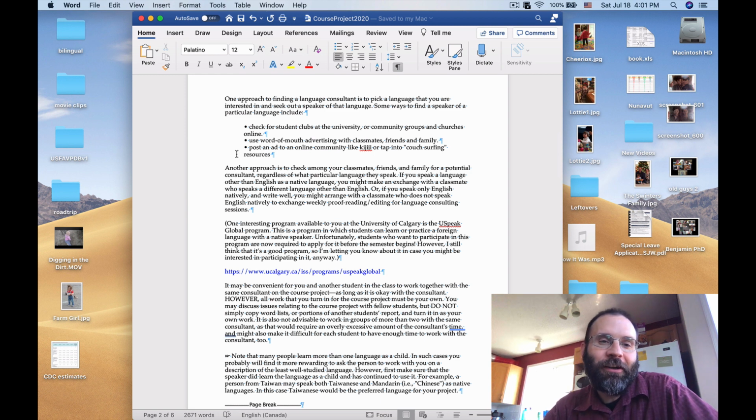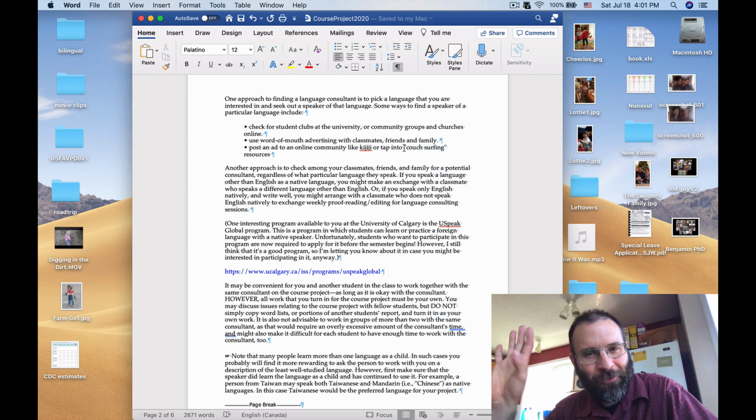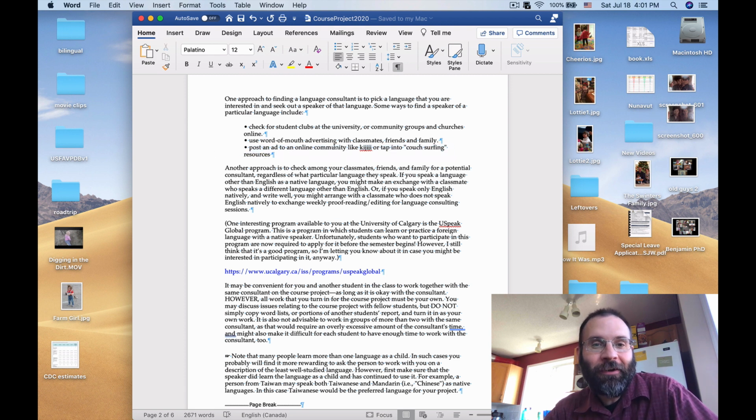This third point here is a piece of advice I got from a student a few years ago. I don't know how currently relevant this idea is, but what they did is they posted an ad to Kijiji, or they talked about something called couch surfing, which may not be relevant in the current circumstances either. I guess if you go visit a city where you don't know anybody, you can couch surf and find a place to sleep on a couch at night. I don't know, there are other ways out there. You probably know more about them than me, but I'll just throw that out there in case you're looking for ideas.